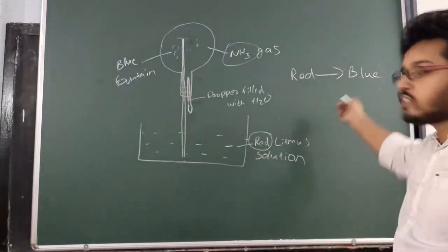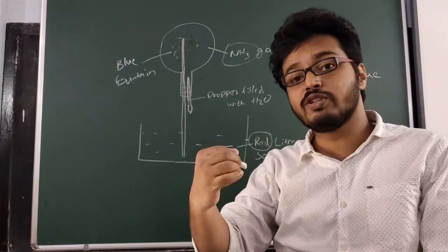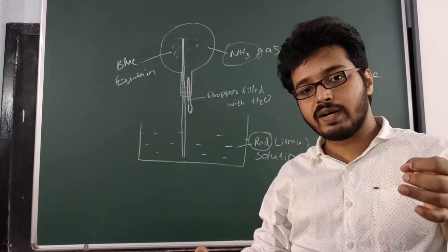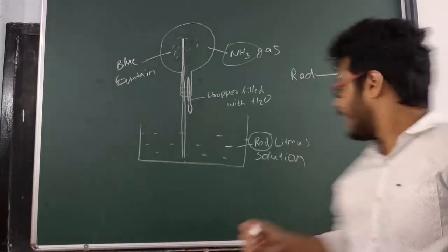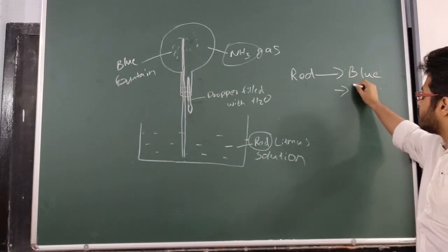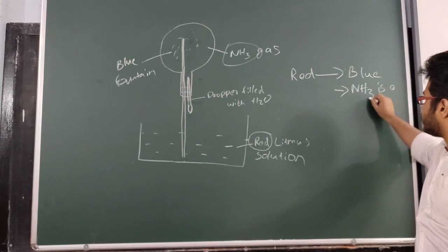So here it is just opposite. It is converting red litmus solution to blue. So a compound that can convert red litmus to blue will be called a base. So that means NH3 is a base.